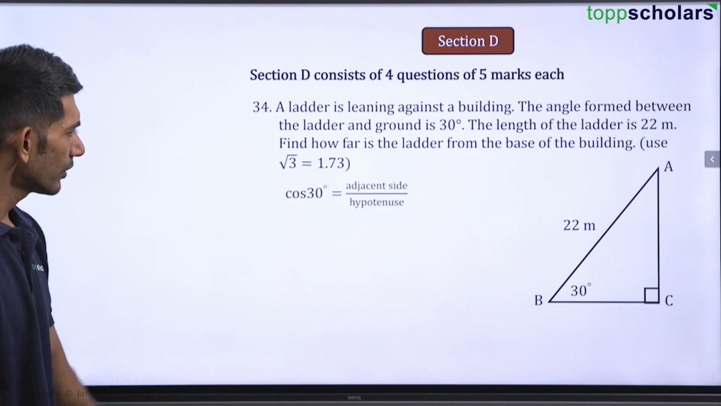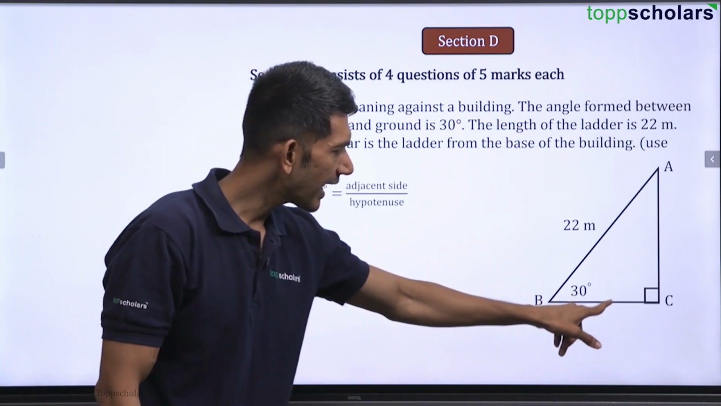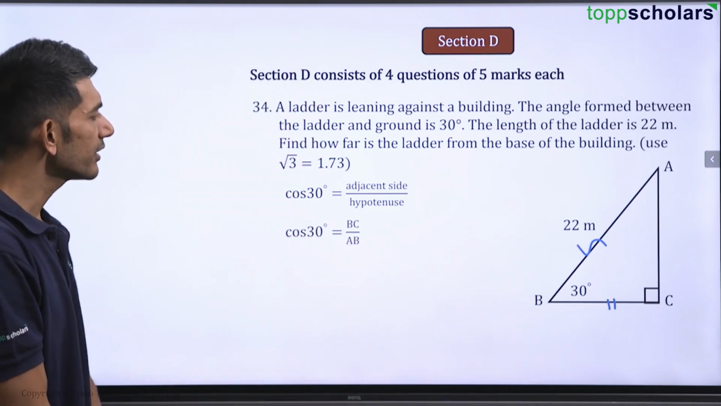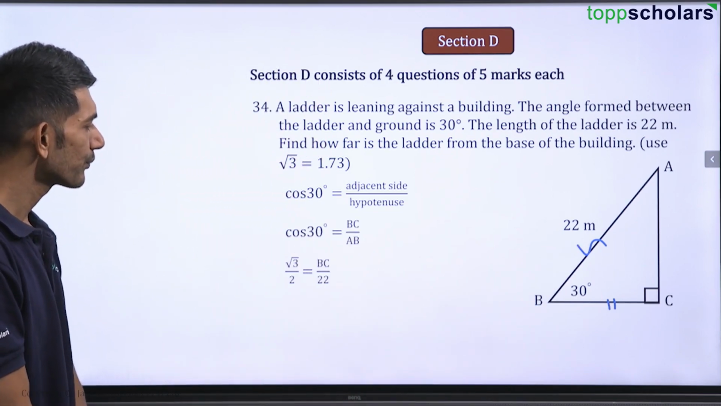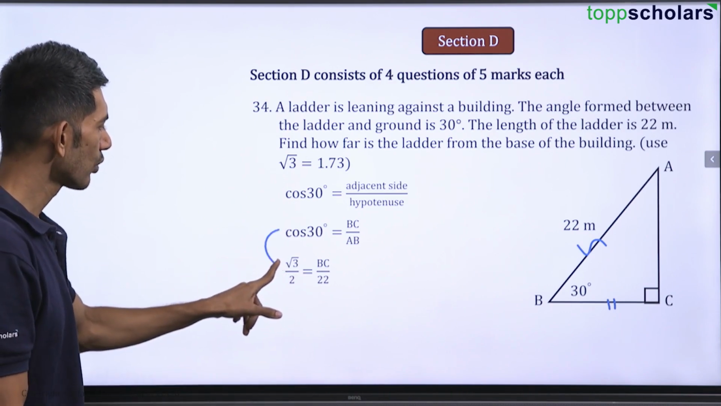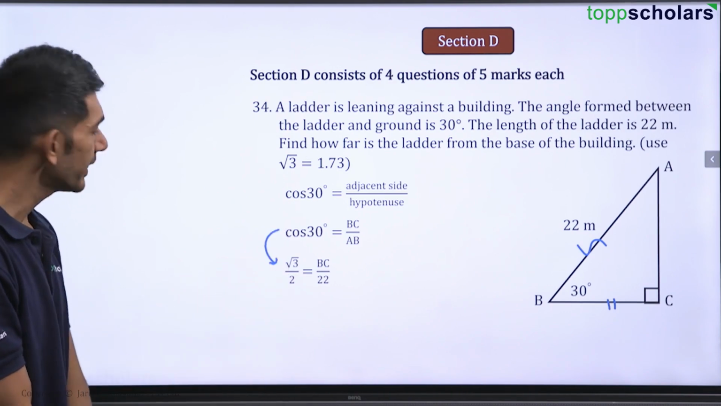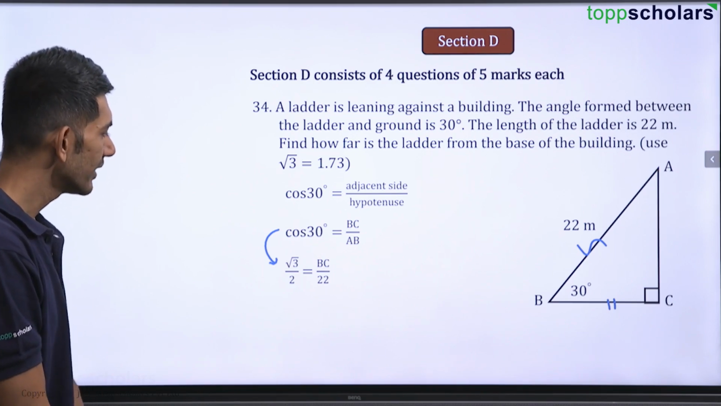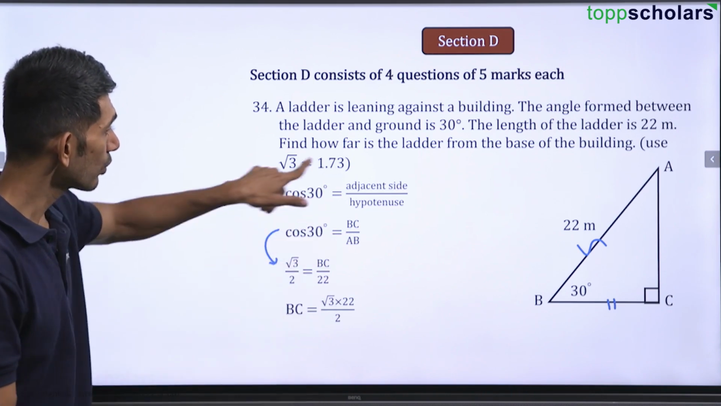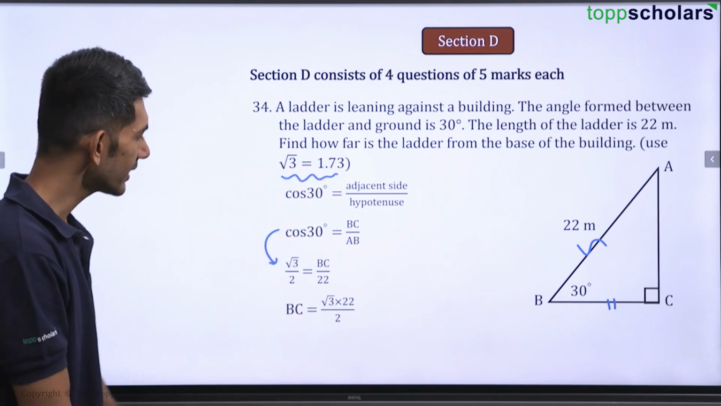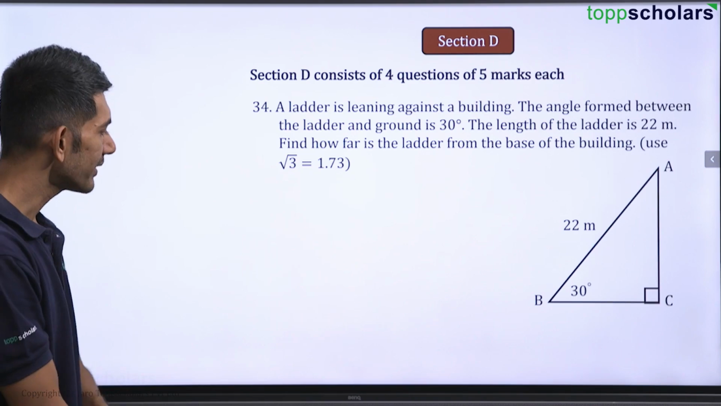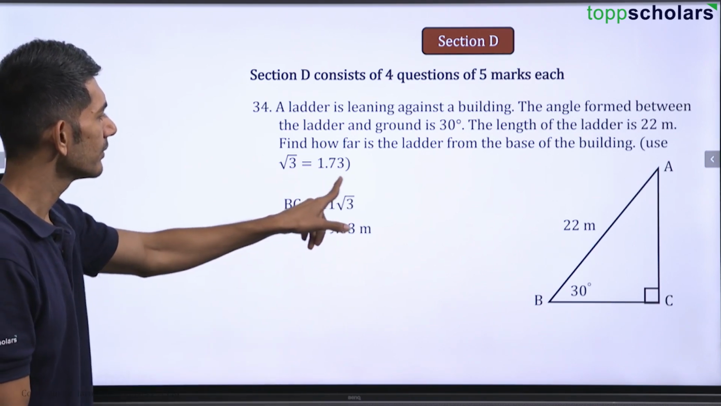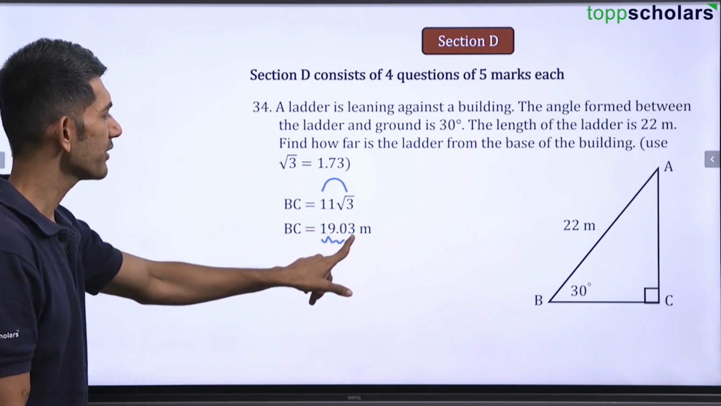So cos 30 is adjacent by hypotenuse, that is cos 30 is equal to BC by 22. Cos 30 is how much? Root 3 by 2. Root 3 by 2 is equal to BC by 22. BC is equal to 22 into root 3 by 2. That is 11 root 3, right? But root 3 value is given as 1.73. So put it there. That is 1.73 multiplied by 11. And that gives you 19.03.